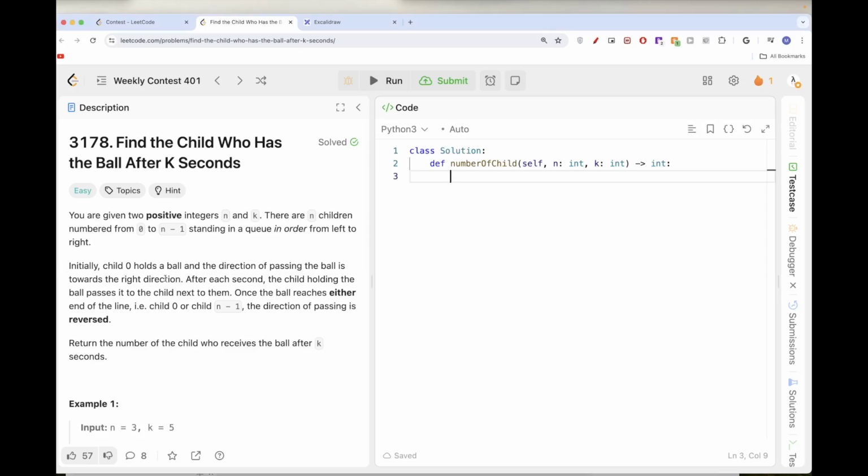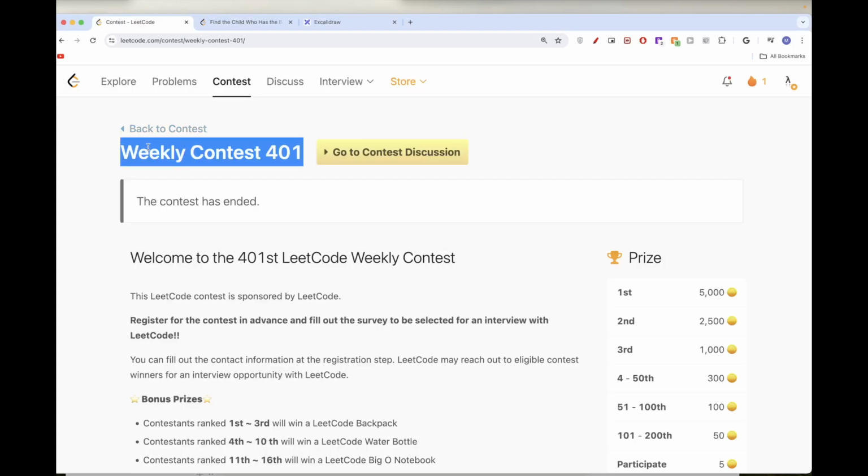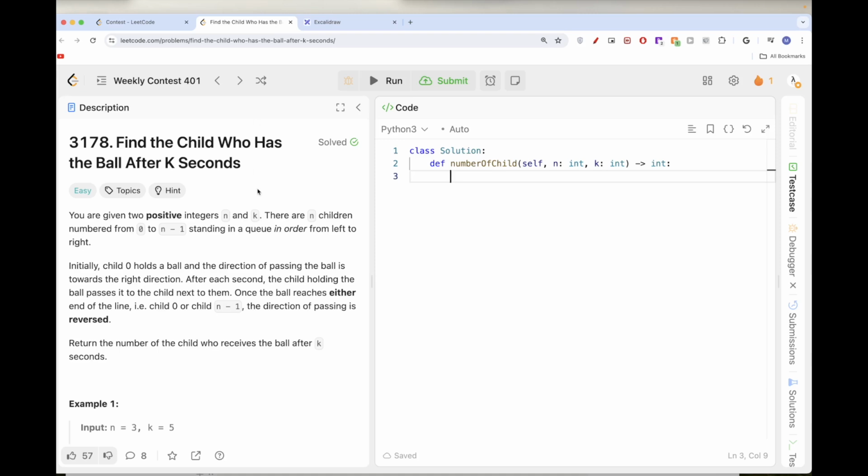Hello, so today we are going to do problems from this week's weekly contest 401. So the first problem is find the child who has the ball after k seconds. So what does that mean?